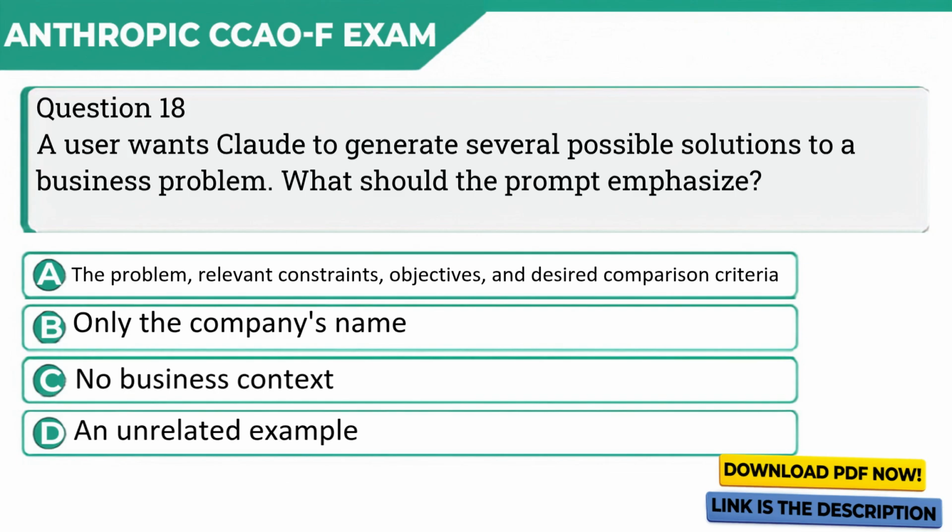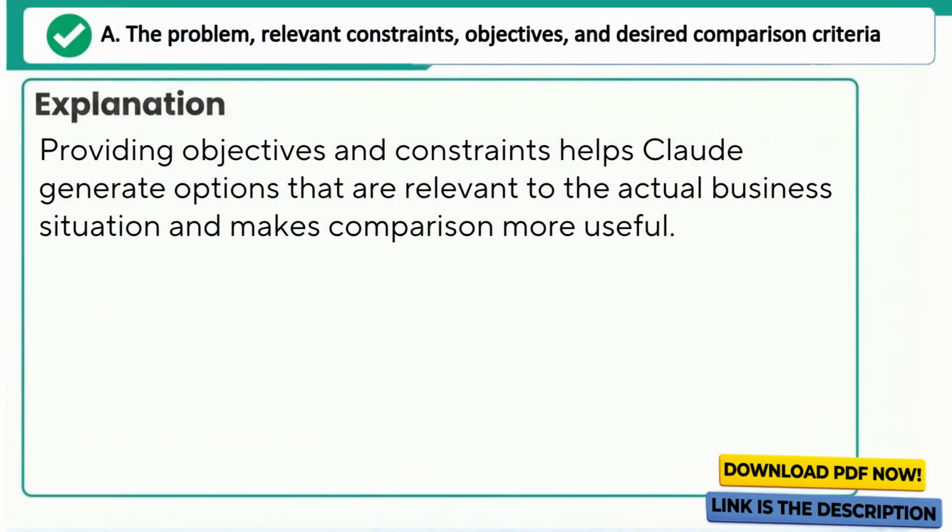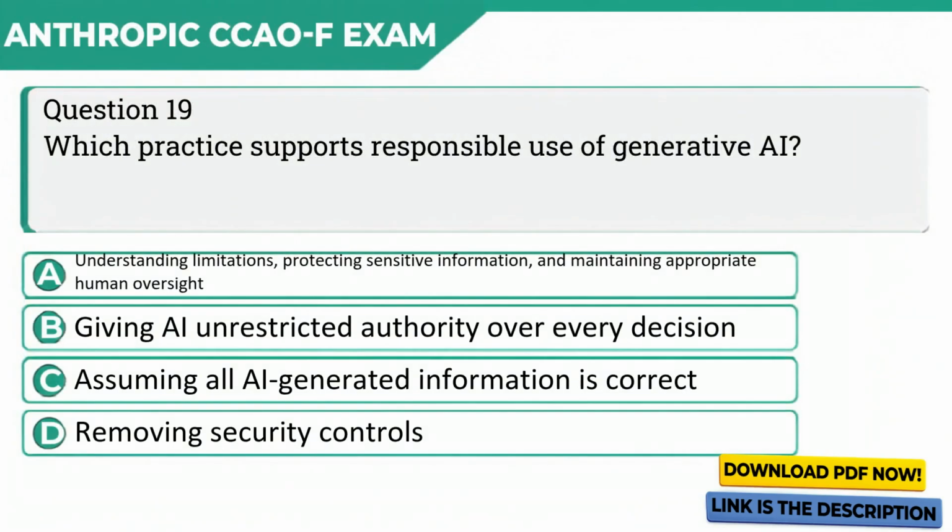Question 18. A user wants Claude to generate several possible solutions to a business problem. What should the prompt emphasize? A. The problem, relevant constraints, objectives, and desired comparison criteria. B. Only the company's name. C. No business context. D. An unrelated example. Correct. Answer: A. The problem, relevant constraints, objectives, and desired comparison criteria. Explanation: providing objectives and constraints helps Claude generate options that are relevant to the actual business situation and makes comparison more useful. Question 19. Which practice supports responsible use of generative AI?